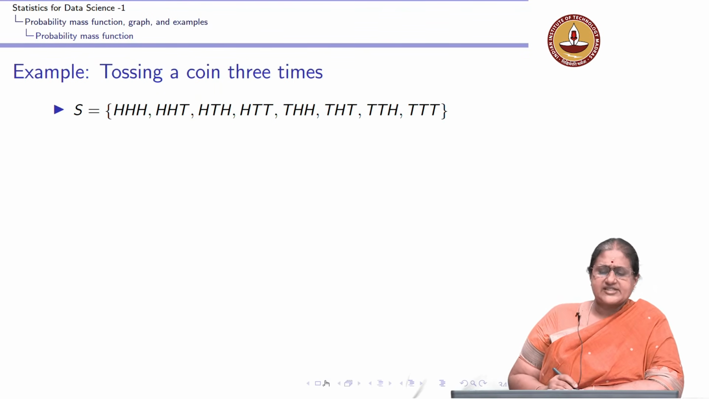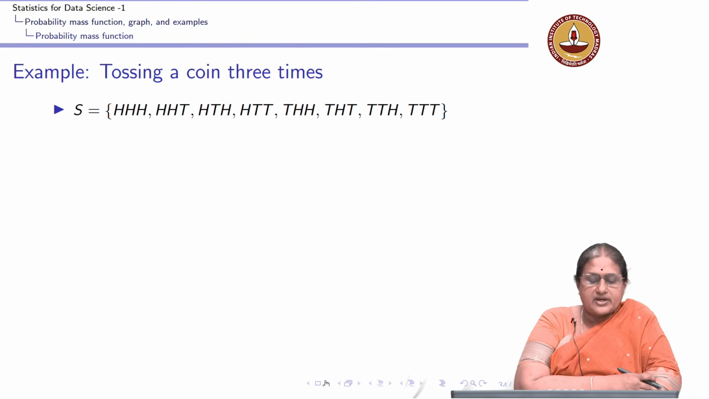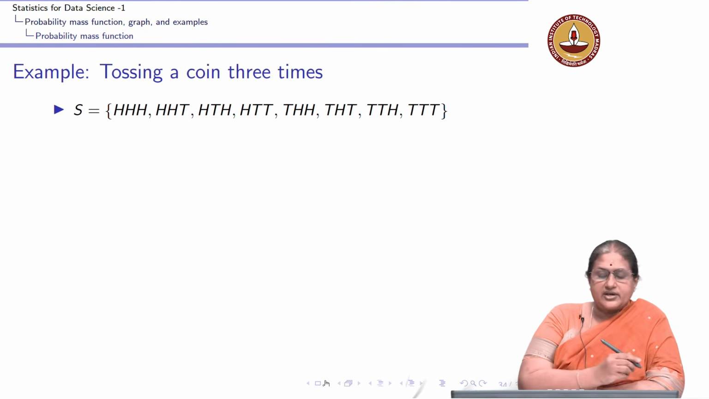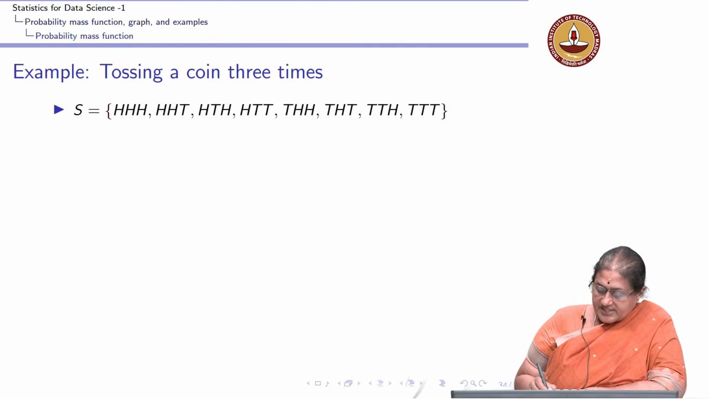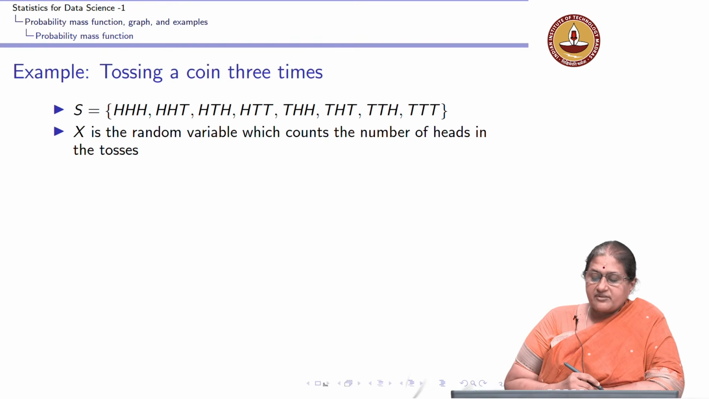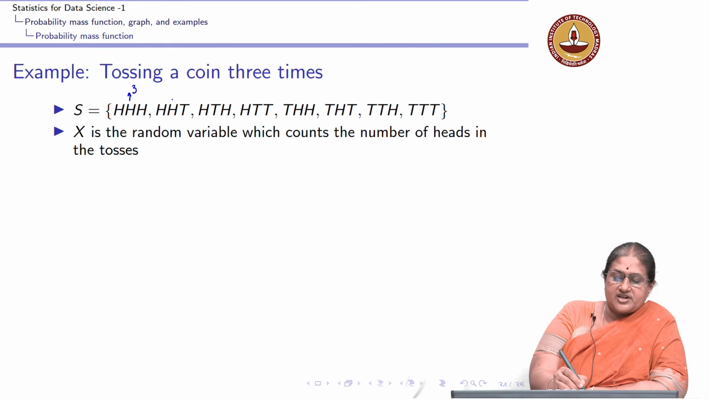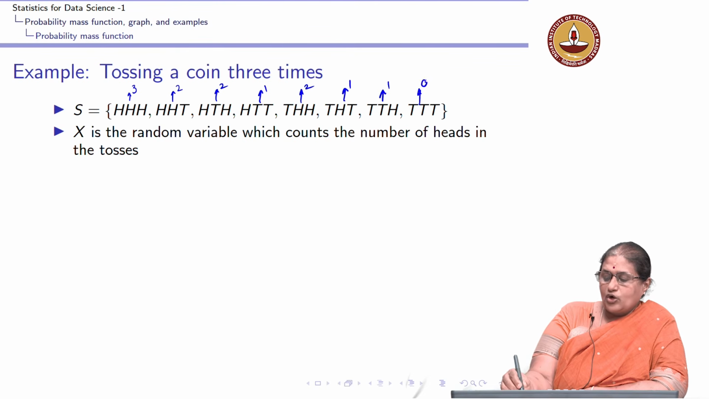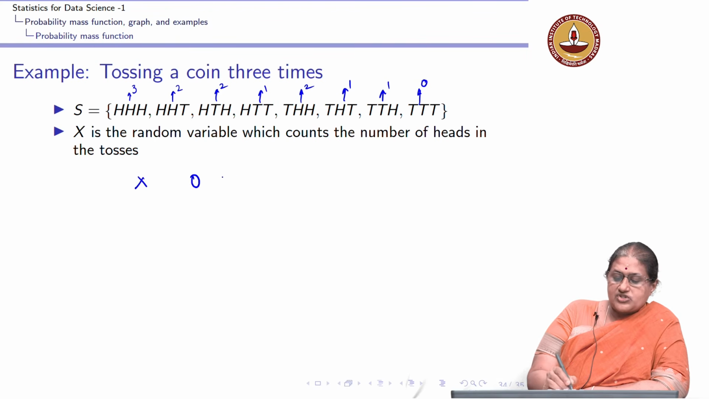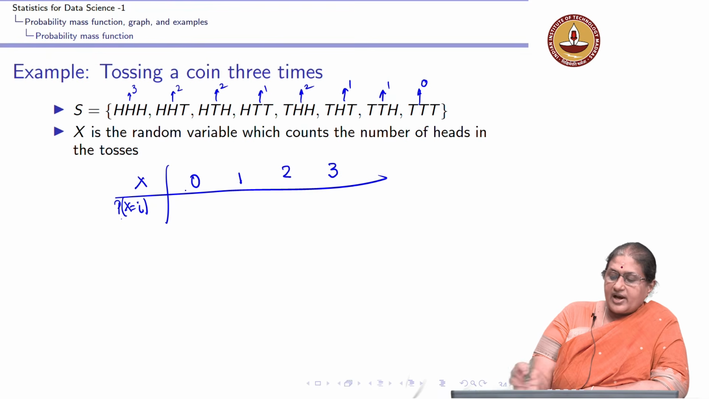Now, let's look at the next example of tossing a coin 3 times. When I toss a coin 3 times, again this is my sample space. Again, we defined X to be the random variable that counts the number of heads in the toss. Again, this outcome is 3. Here I have 2, here I have 2, here I have 1. Again, 2, I have 1 head, and no head. So, X takes the values 0, 1, 2, and 3. With what probabilities? The probability that X takes no head corresponds to this outcome, it is 1 by 8.